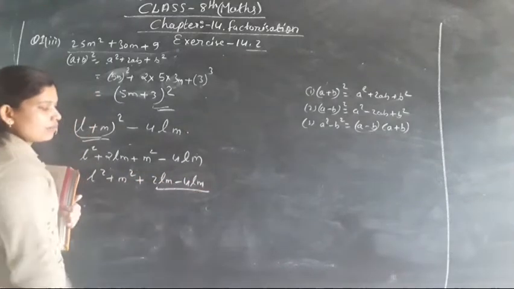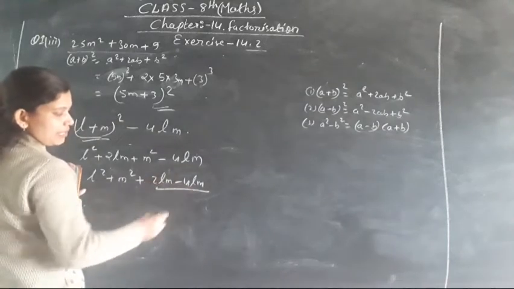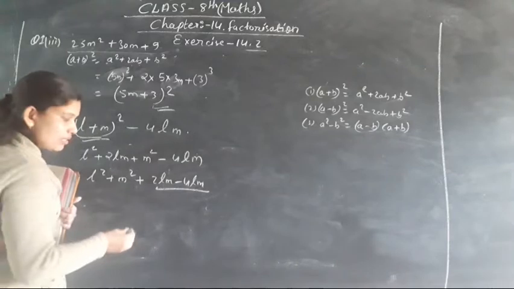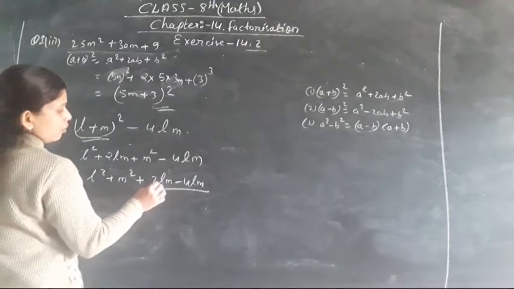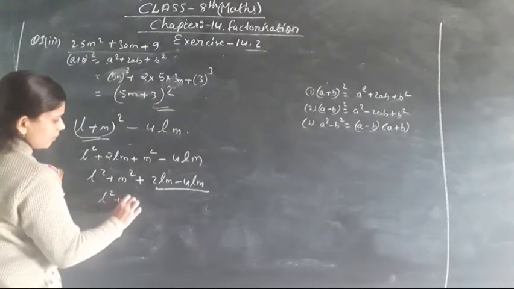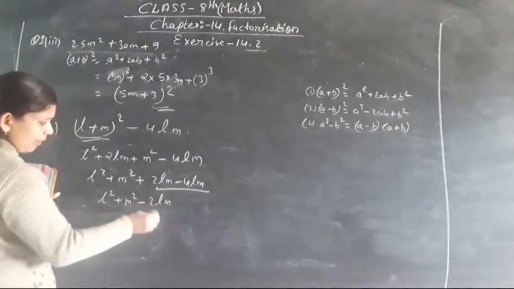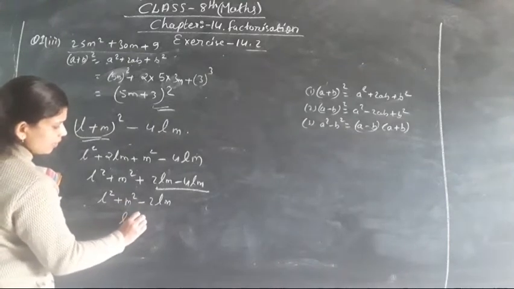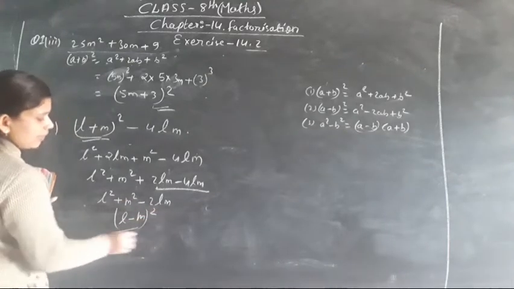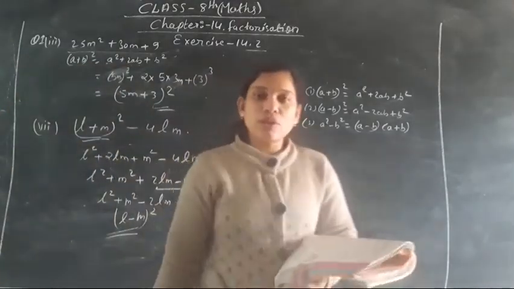We will make the pair of the like terms. Here the same alphabets with the same power can be easily combined. Plus 2lm minus 4lm will become l square plus m square minus 2lm. Okay, minus 2lm, that means l minus m the whole square will be the required answer. Clear? So dear student, in this way you have to solve each and every question.